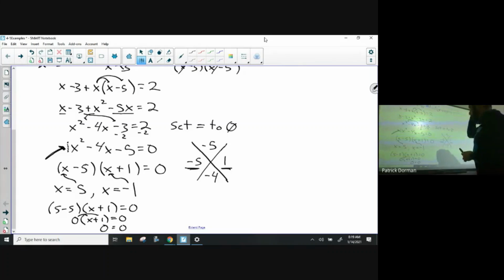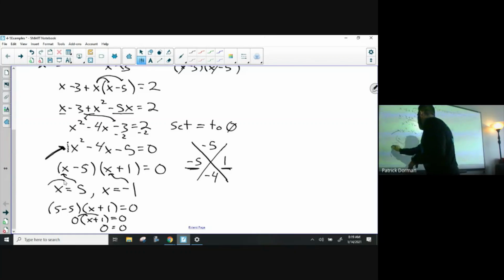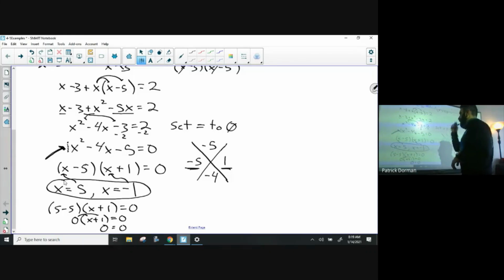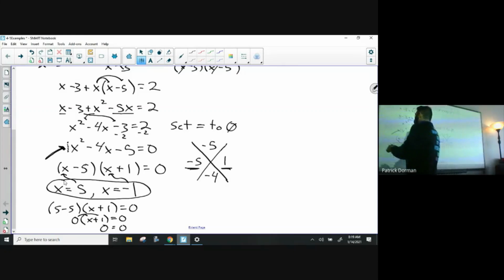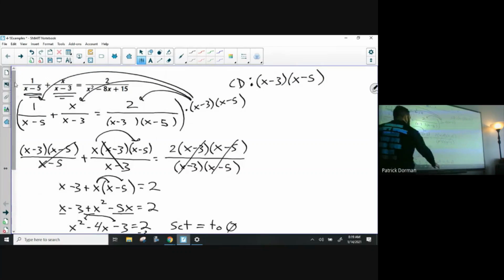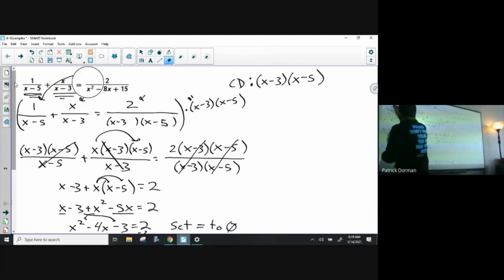It's awesome. Okay. Now, I have to check this out. I have to check each of these solutions. So I got to plug them back in and see if I wind up dividing by 0. So all the way back up here to our original equation.